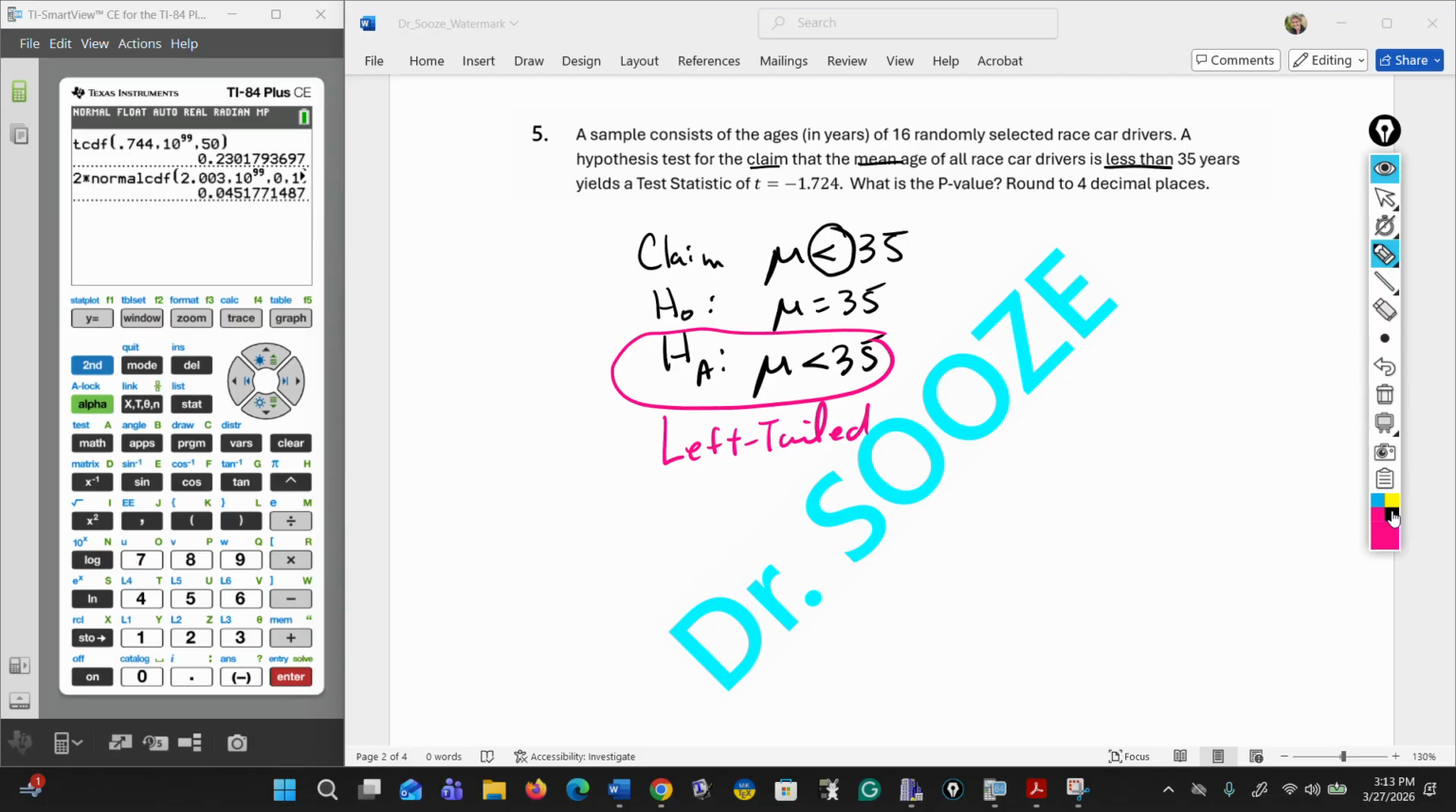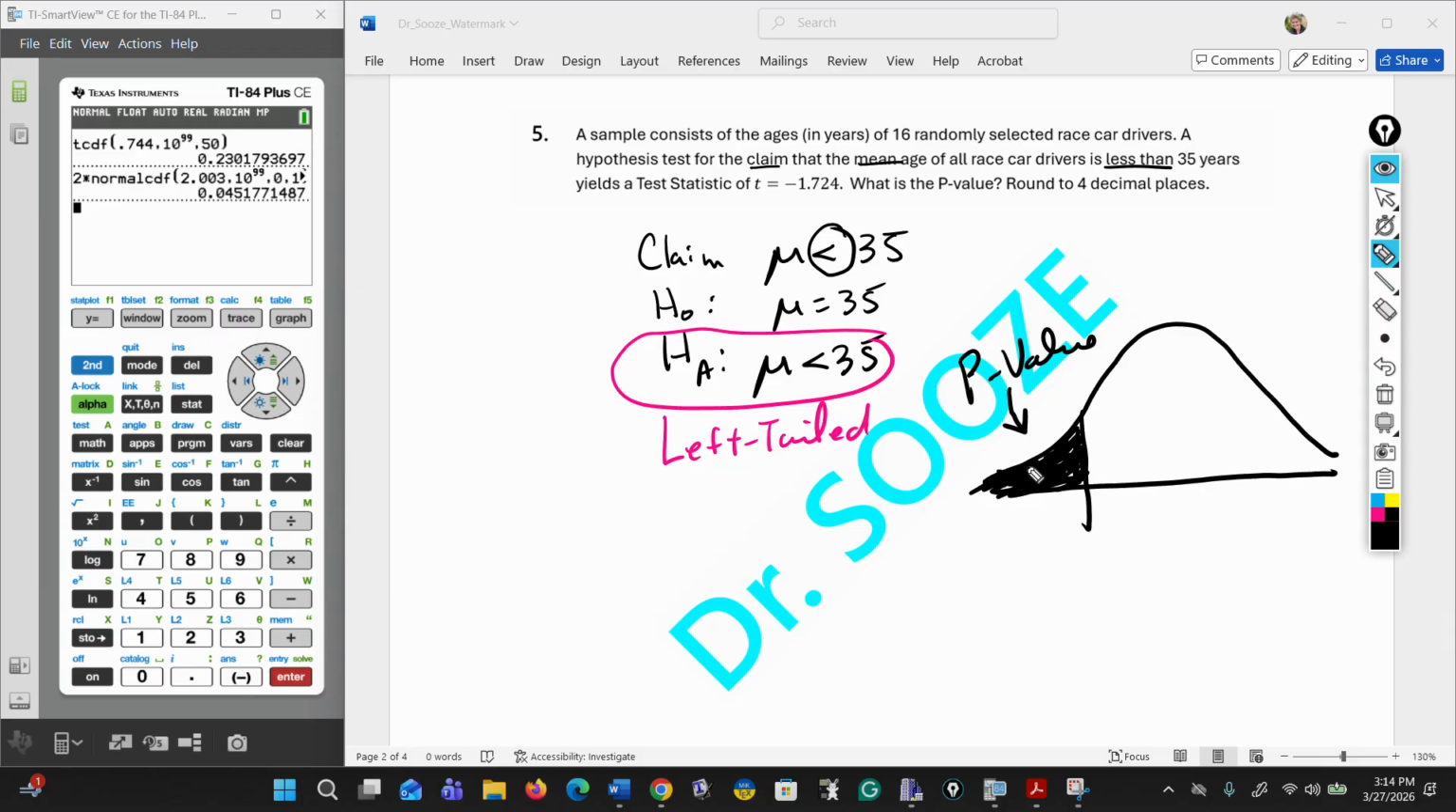If we have a left-tailed test, then the p-value is just going to be equal to the area in the left tail. So just this area, this shaded region. That's what my p-value is going to be. Just this shaded region. Now, what is my test statistic? It is minus 1.724, and it's a t-score. So if you're dealing with a t-score and you want to find this shaded region, you have to use the command tcdf.